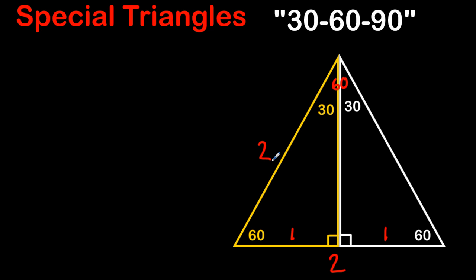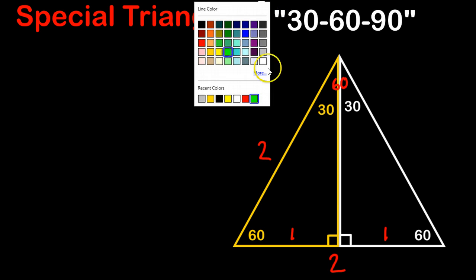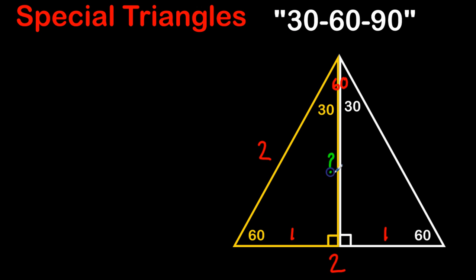And so what I have now shown is that in every 30, 60, 90 triangle, the hypotenuse, which is always opposite the 90-degree angle, is twice as long as the shortest leg. Okay, so now what about the longer leg? What about the side that's opposite the 60-degree angle? What is the length there?